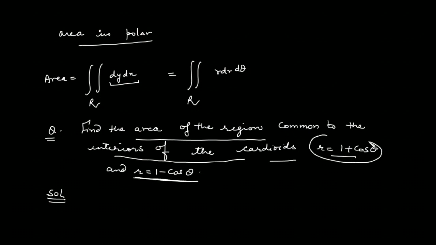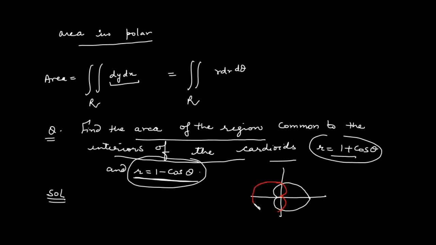First of all, we draw these regions. We draw the graph of these polar curves by writing all their symmetries. Since we know that these two are symmetrical about the x-axis only, we consider theta to be 0 to pi, and we can find the values of r and draw the graph. r is equal to 1 plus cos theta will be a cardioid having this shape, and r is equal to 1 minus cos theta is a cardioid having this shape.